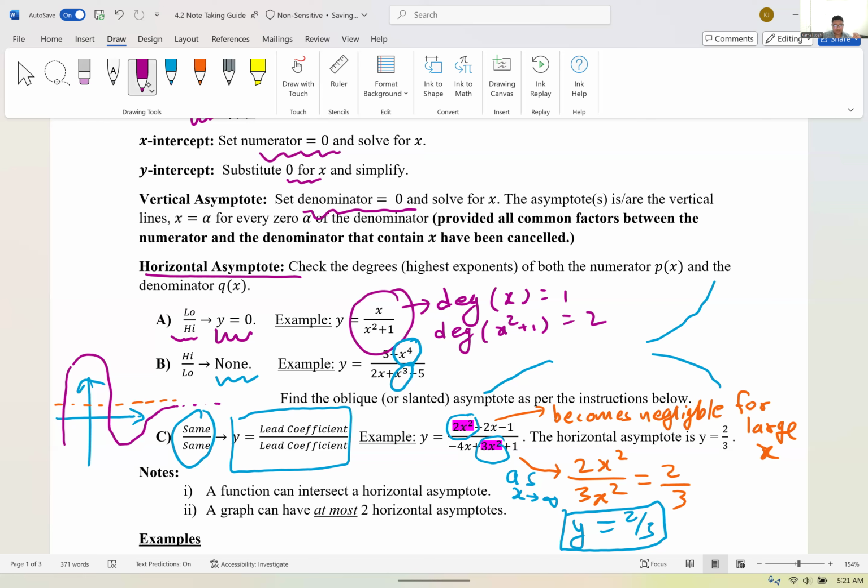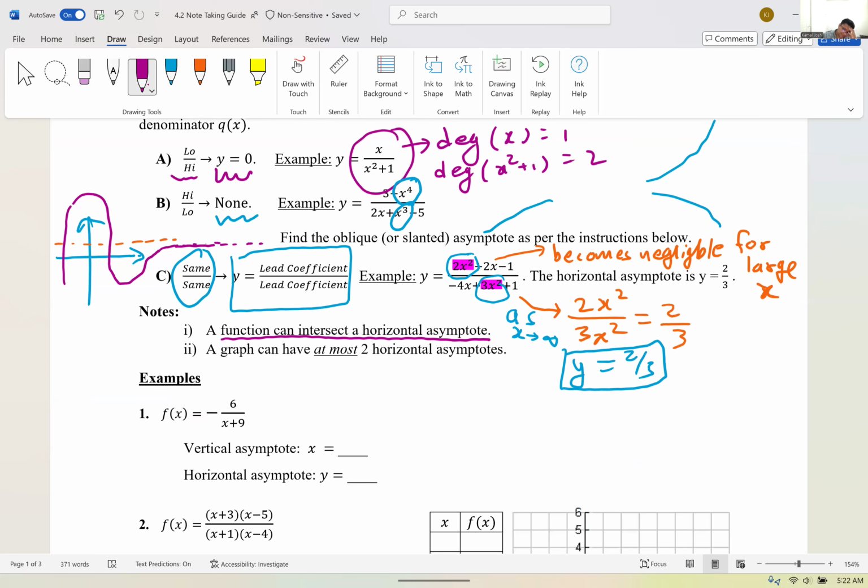So it eventually becomes closer to that. That is your asymptote. But before it became an asymptote, for some finite values, the graph could have intersected, right? So that's what we mean by the first statement here: a function can intersect the horizontal asymptote. Now that doesn't happen with vertical asymptote, because if there is a vertical asymptote, the values of the function are going to infinity, so it cannot be on that line anyway. But it can happen with horizontal asymptotes like this.